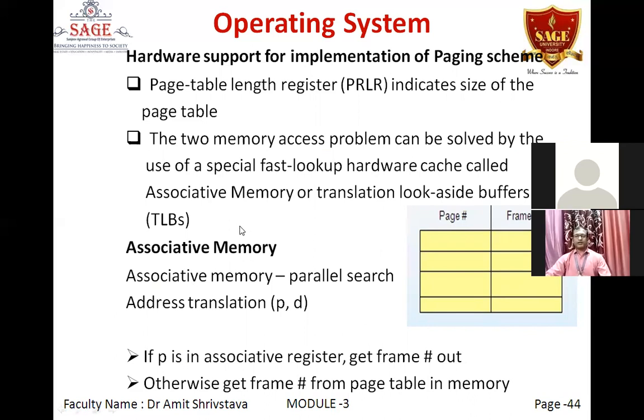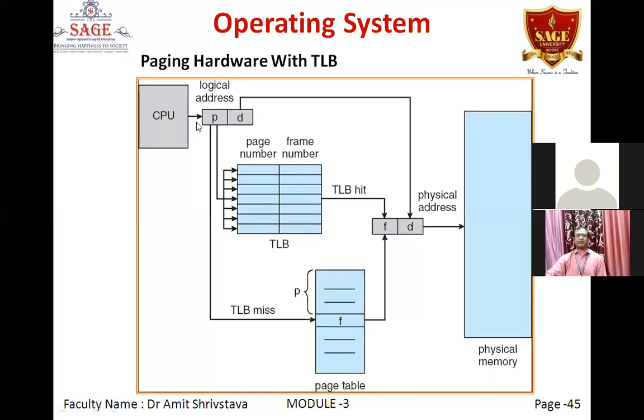For reducing that time, we make use of a special type of memory known as TLB, the translation lookaside buffer. It is an associative memory which is very fast as compared to main memory, and parallel searches are possible in it. So this is the scheme in which we introduce the TLB. The CPU generates the logical address in the form of page number and offset. Now, when we introduce the TLB, we store frequently used pages in it.